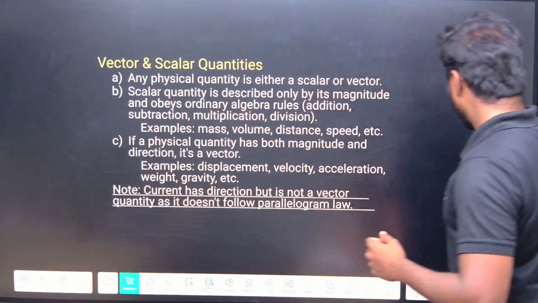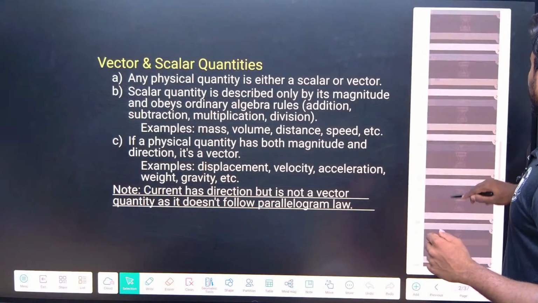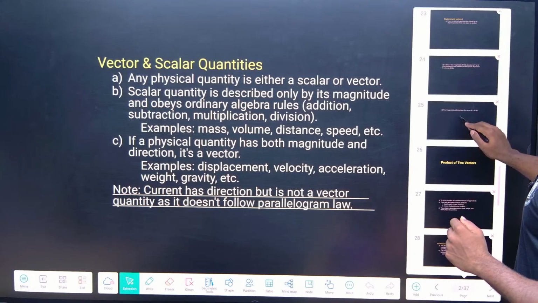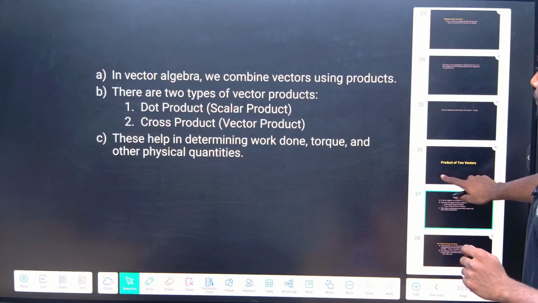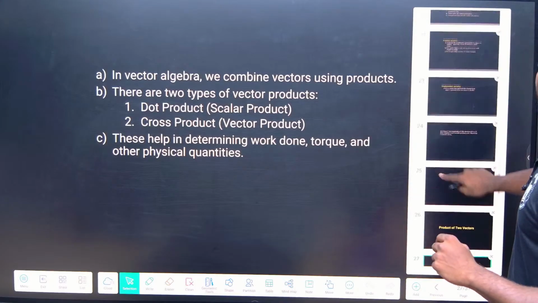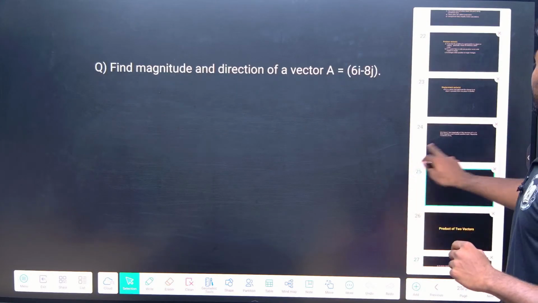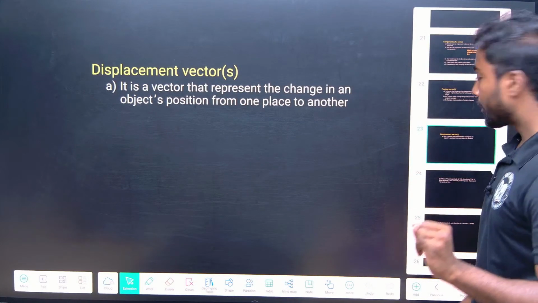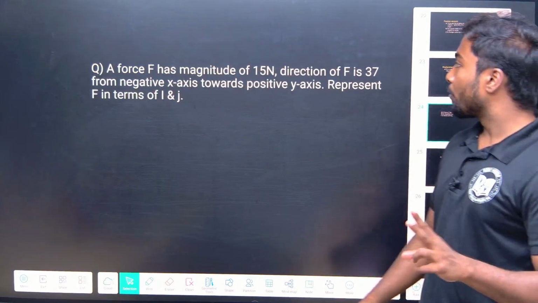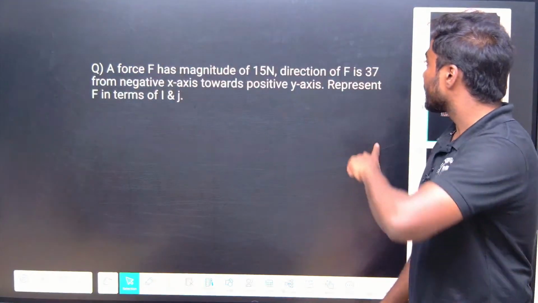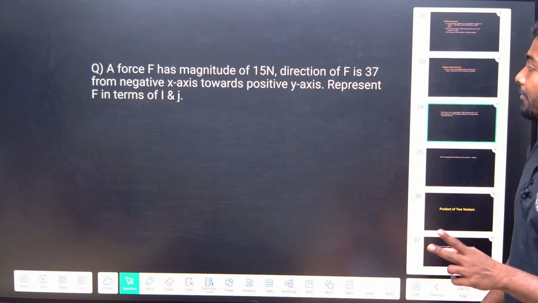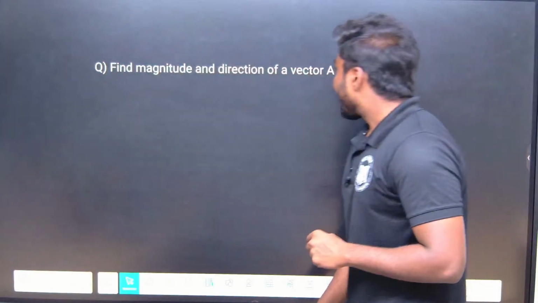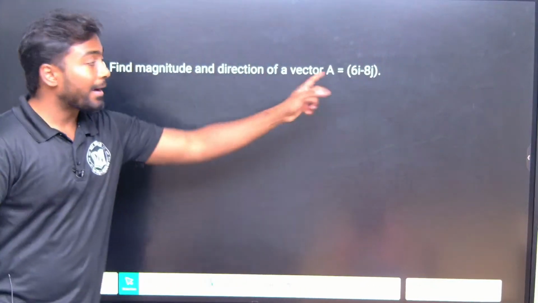So yesterday we started some topic. Up to which topic did we stop? We have seen the product of two vectors, up to the point of the displacement vector. Then we saw an example: a force F has magnitude 15 Newton, and the direction of F is 37 degree from the negative x-axis towards the positive x-axis. Next, find the magnitude and direction of the vector 6i minus 8j.